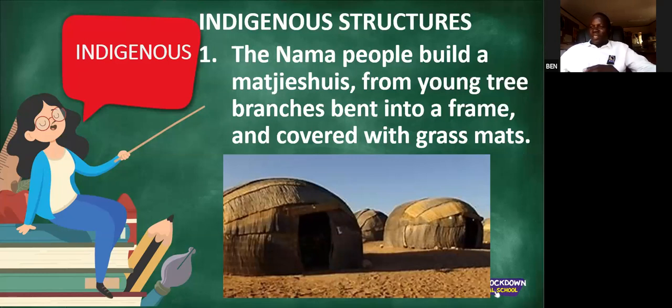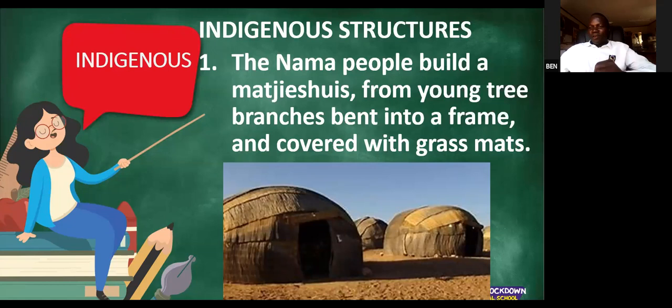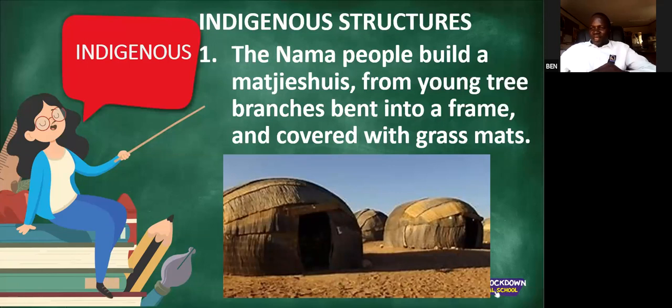Yes, they only use trees, branches, and grass. That is all. Those were the materials which they were using to build this type of house. So you can see the three types of houses, indigenous structures that were built by people in South Africa. I talked about the iguqa, the rondavel, the matjieshuis. Those are the three types of indigenous structures that were built by people in South Africa.